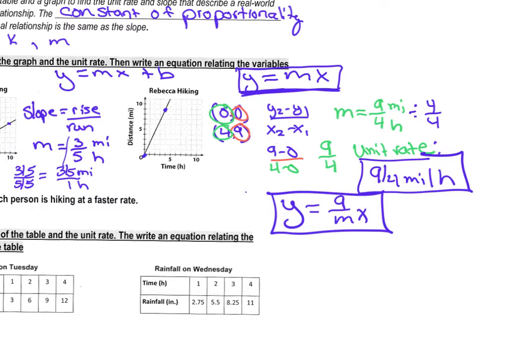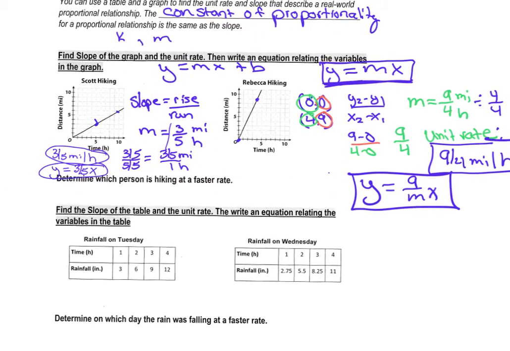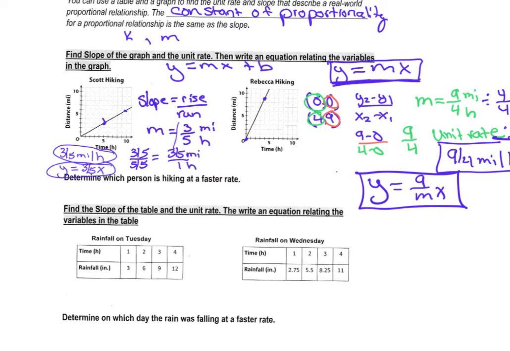Okay. I can do the next part too. Who's hiking faster? So we have two different rates: 3/5 miles per hour or 9/4 miles per hour. So who is hiking at a faster rate? Rebecca, because she's a full unit, and then another one. She's 2 and 1/4, and then this guy's less than a mile, right?